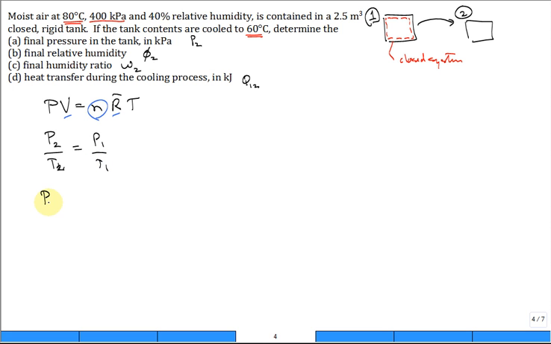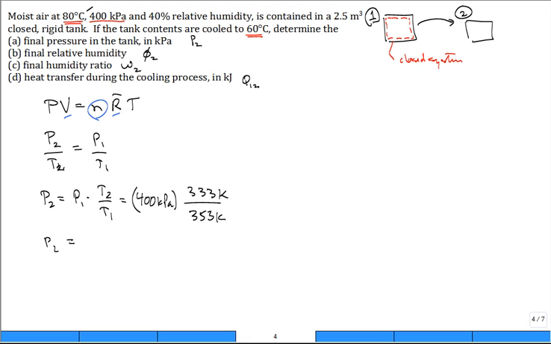So the final pressure is P1 times T2 over T1. So you can do that, and it starts out at 400 kPa, and it's 80 to begin with. That's 353 Kelvin, and it's 60 to end with, 333 Kelvin. And so you can calculate the final pressure, assuming that all of the water vapor stays in the vapor state. It behaves as an ideal gas.